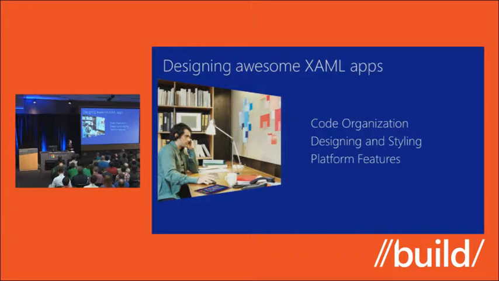Really these three core components. It really requires, when you're designing an awesome app, a really good organization of your code. From the view models to the view to how all of that code is laid out in your project. It's really important. Second is designing and styling. You want it to look good, and that's what the tooling is here to help you with.